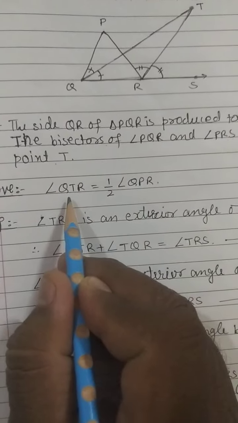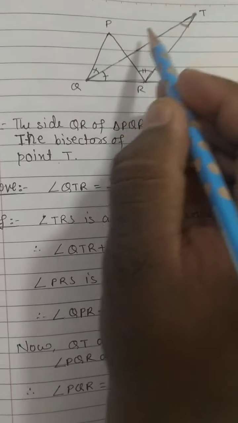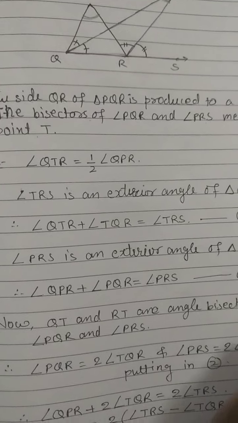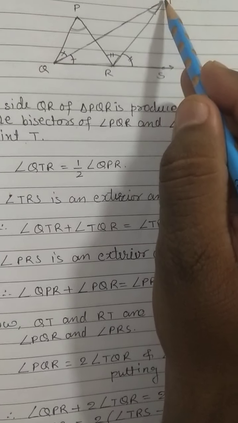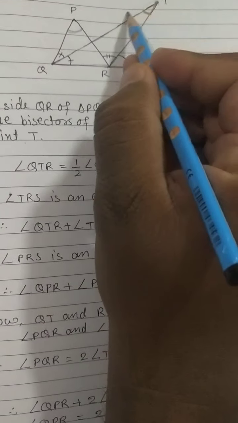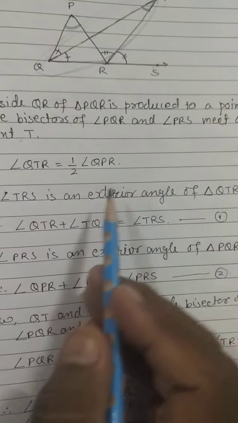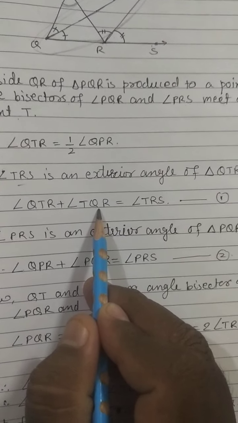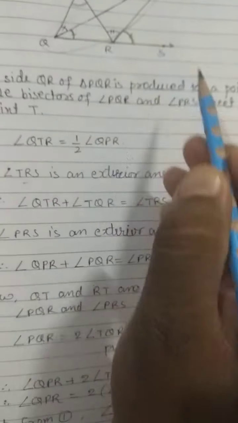Now what you have to prove here is that angle QTR, that is this angle, is half of QPR, that is this angle, right? Okay, now prove. See, angle TRS is an exterior angle of triangle TQR. You can check, right? So this is an exterior angle. So can I say angle QTR plus angle TQR is equal to angle TRS? That is, this angle is equal to the sum of this plus this, right?